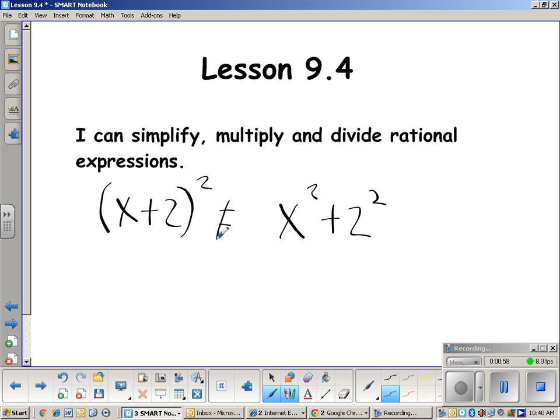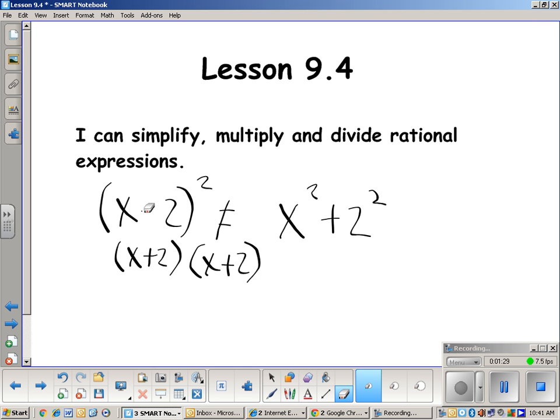And I'm just going over this because I know that myself and you guys sometimes have an issue with this. So what this really means is x plus 2 times x plus 2, okay? Just a really crucial thing to look at, all right? And this is called, well, if we had a negative here, this would be called the difference of two squares, all right? So let's move on.